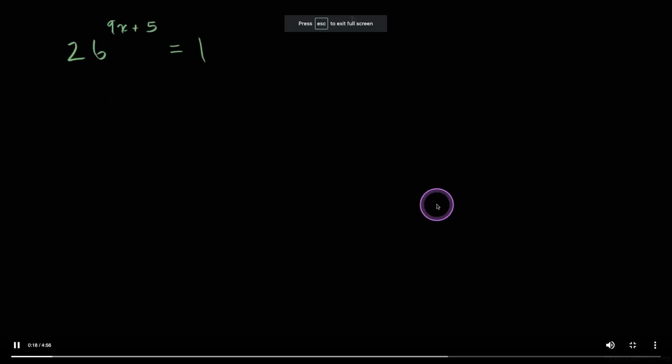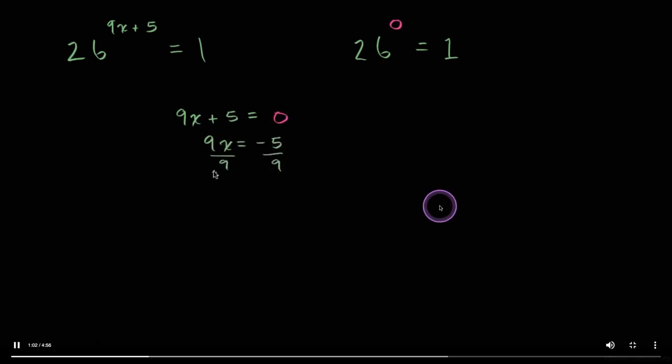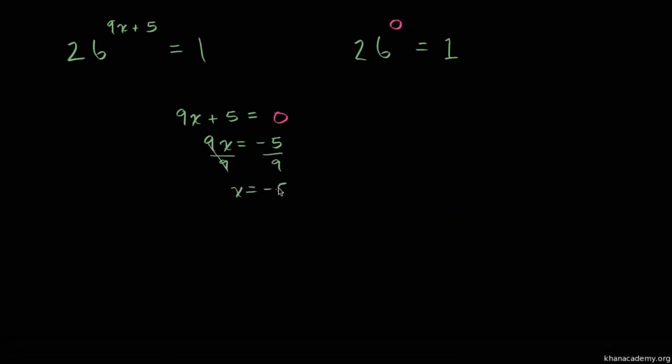That was quite simple. Here is to realize that 26 to the 0th power is equal to 1. Anything to the 0th power is going to be equal to 1. 0 to the 0th power we can discuss at some other time, but anything other than 0 to the 0th power is going to be 1. So we just have to say, well, 9x plus 5 needs to be equal to 0. And this is pretty straightforward to solve. Subtract 5 from both sides, and we get 9x is equal to negative 5. Divide both sides by 9, and we are left with x is equal to negative 5 over 9.